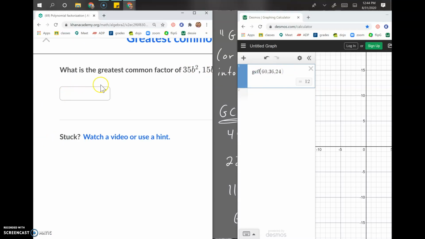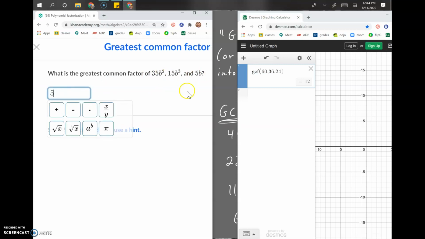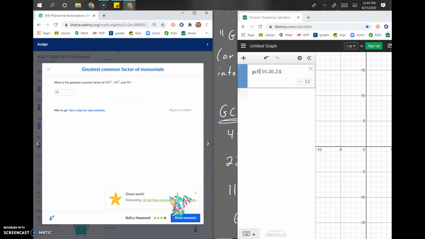Cool. Greatest common factor, 35, 5, 15, and 5. Cool. I'm not even going to type this one into Desmos. We both know that the largest number we can divide them all by is 5. Can't divide 5 by anything larger than 5. And then this one's got 2 b's, 3 b's, and 1 b. How many do they all have? They all have at least 1 b. And that's how I find the greatest common factor of monomials.